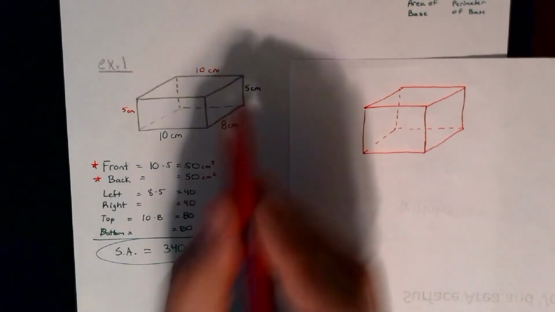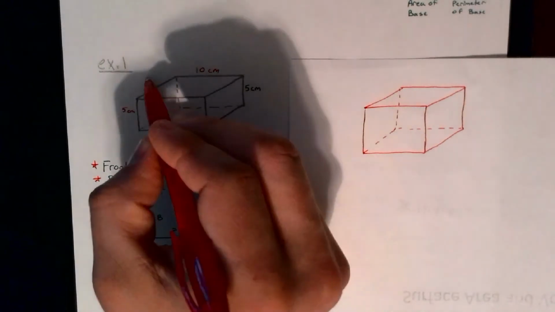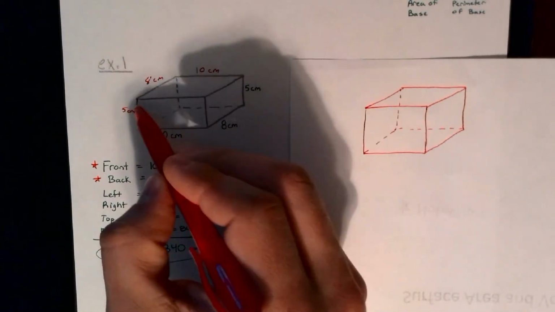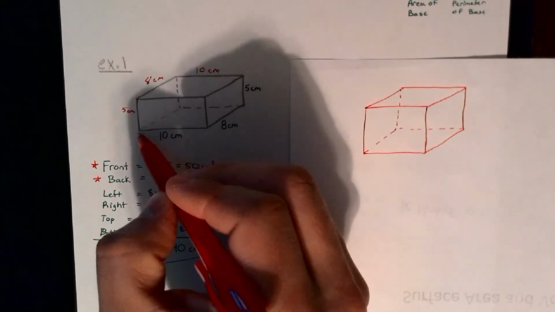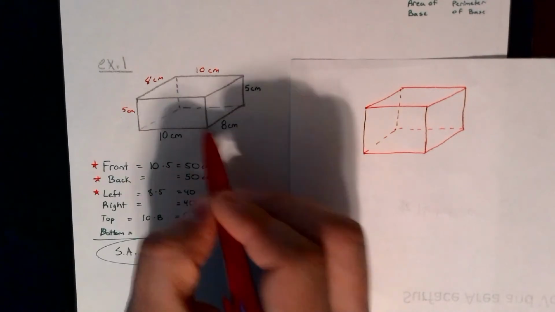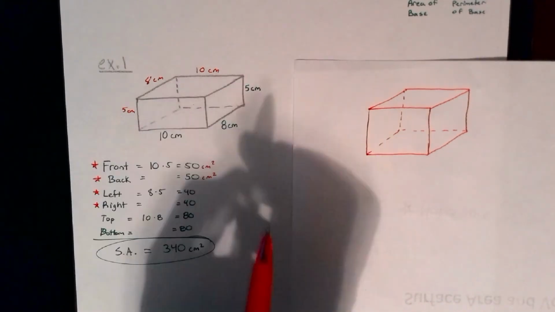The left side is going to be, this is 8, just like all the other sides going back, like that. So that's going to be 8 by 5. 8 times 5 is 40. So if the left is 40, the right is also 8 by 5, which is 40. Then you got the top and the bottom.